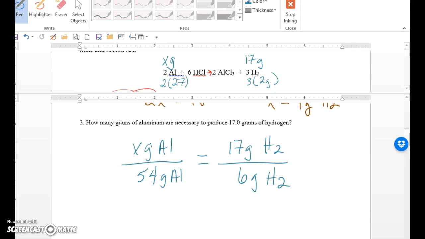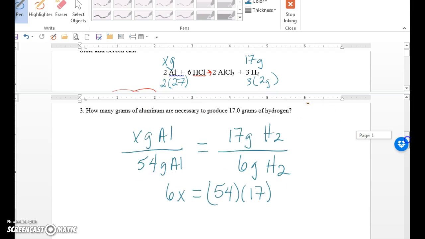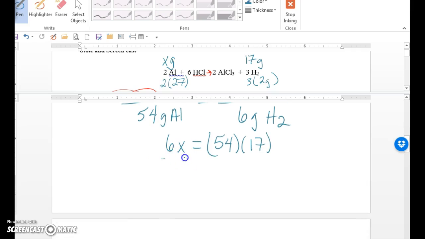Okay, so I'm going to cross multiply. I'm going to do it this direction first. That's why I have my 6x on this side is equal to, and I'm going to write 54 times 17 here. To finish solving this, I would divide this side by 6 and this side by 6. And so now I'm going to use a calculator off to the side. And that's 153 grams of aluminum.